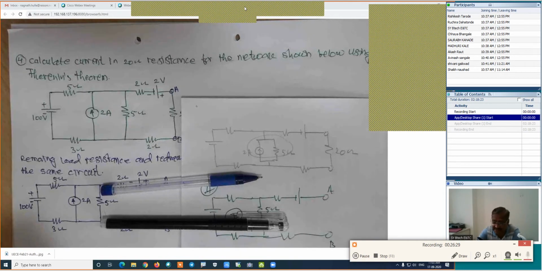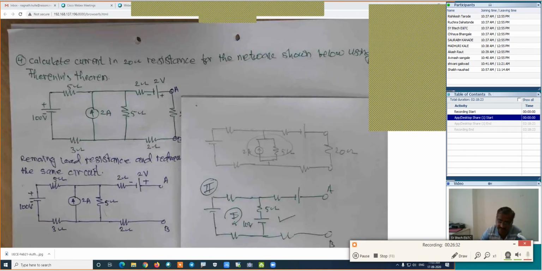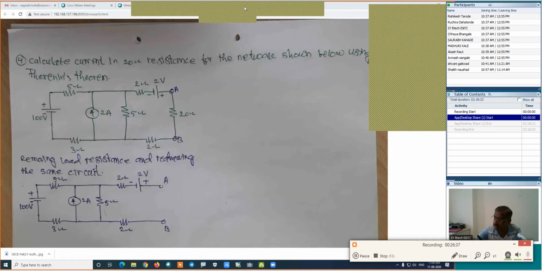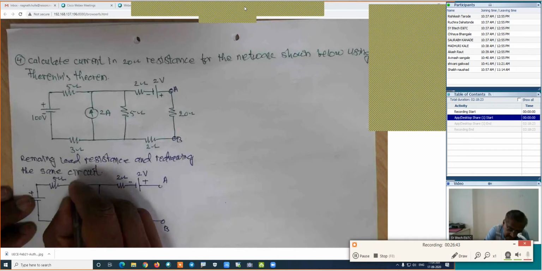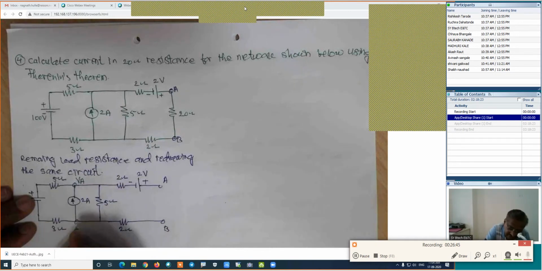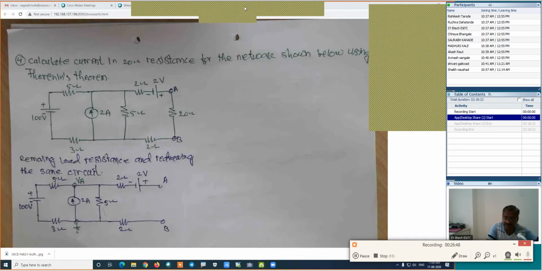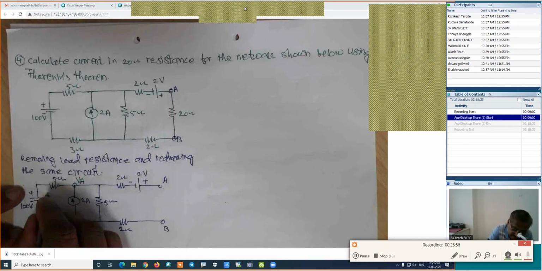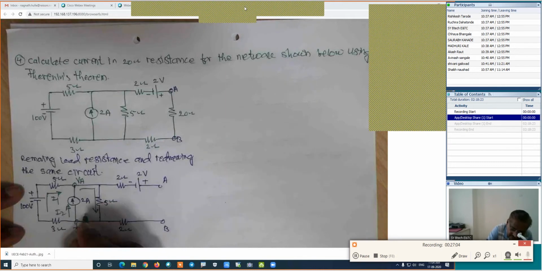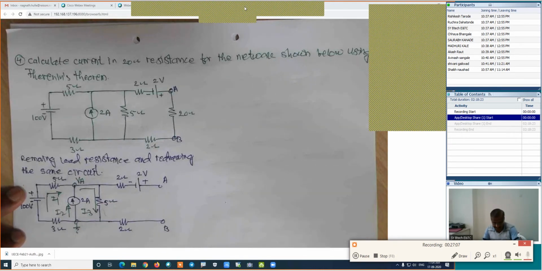Now here in this case, this will be the simple approach you can use, or you can use the supermesh. But here I will use the nodal analysis. Is it right? This is node A having its potential VA, and this will be the ground node. Assume the separate currents here. This is the current I1. This is the current I2. I'm assuming the same direction, and this current is I3.